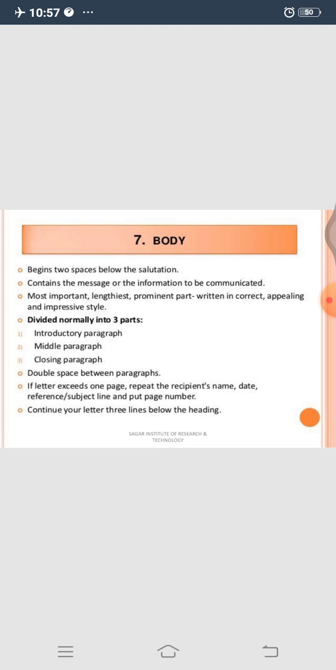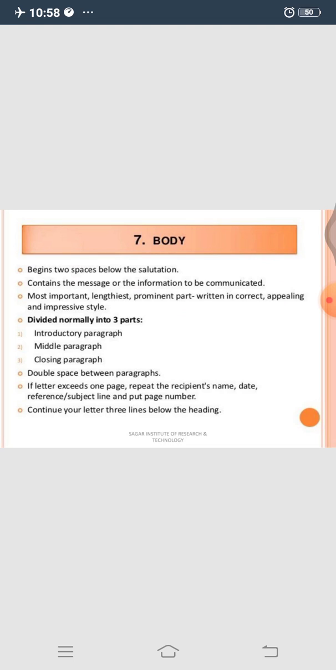The body of the letter can basically be divided into three parts: the introductory part, the middle, and the closing paragraph. Okay, it begins 2 spaces below the salutation. It contains the message or information to be communicated. So whatever you want to write, the matter, you have to divide it into 3 parts. First is the introductory part, what actually it is talking about, the middle paragraph, and the closing paragraph.